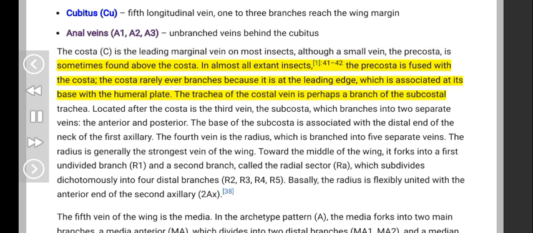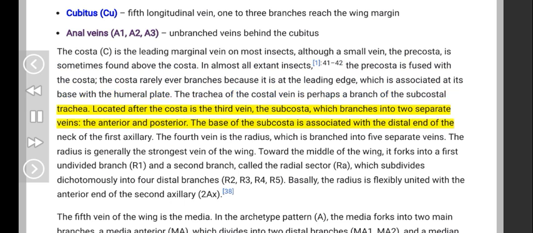In all extant insects, the precosta is fused with the costa. The costa rarely ever branches because it is at the leading edge, which is associated at its base with the humeral plate. The trachea of the costal vein is perhaps a branch of the subcostal trachea. Located after the costa is the third vein, the subcosta, which branches into 2 separate veins, the anterior and posterior. The base of the subcosta is associated with the distal end of the neck of the first axillary.